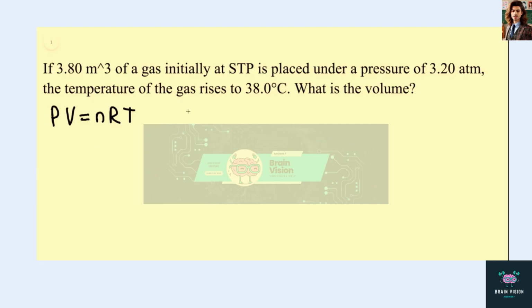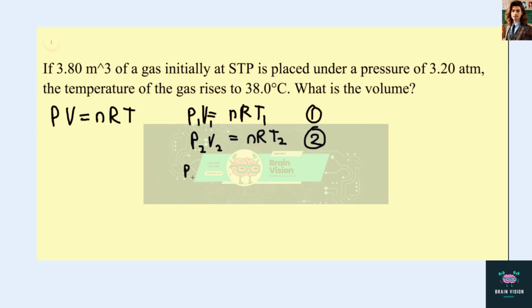So we have the initial: P1 V1 is equal to nRT1, because we're not changing the amount of gas here, so nR is a constant here, and P2 V2 is equal to nRT2. We're going to call these equation 1 and equation 2, and we are going to do 1 divided by 2.